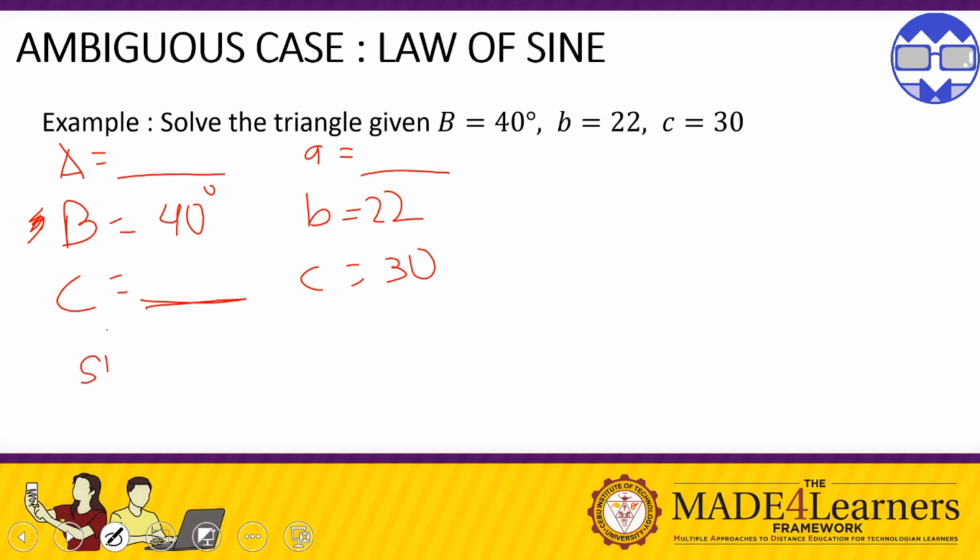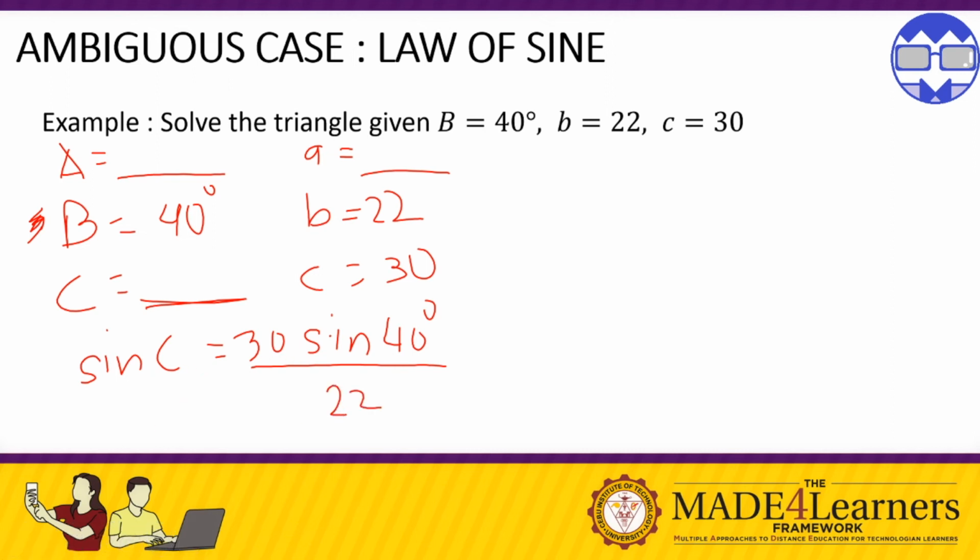So we have sine C equals, I'll just do the shortcut, 30 times sine of 40 degrees all over 22. If you have practiced a lot doing law of sines, it's very easy to understand that I have already cross multiplied side C here. This is actually sine B over B. So let's first check if this is less than 1 or greater than 1.